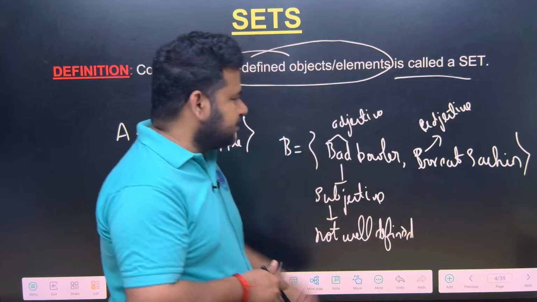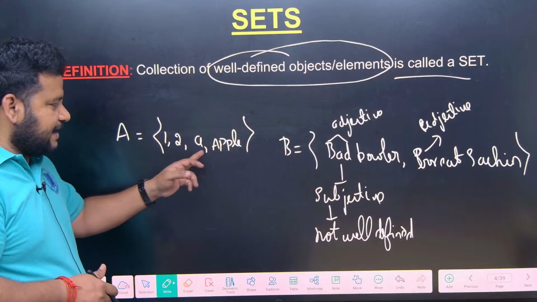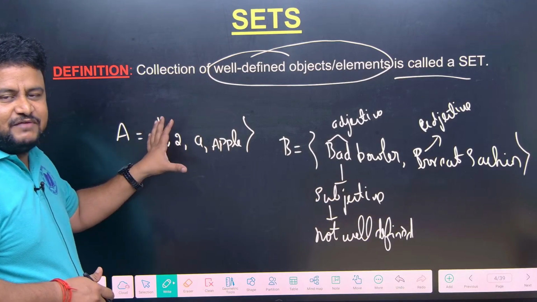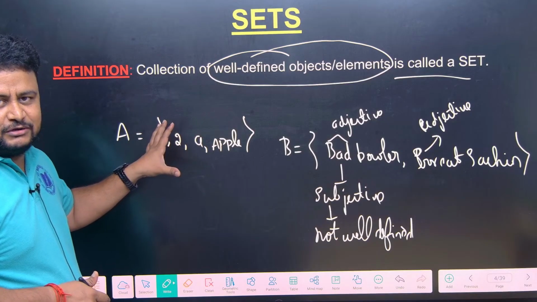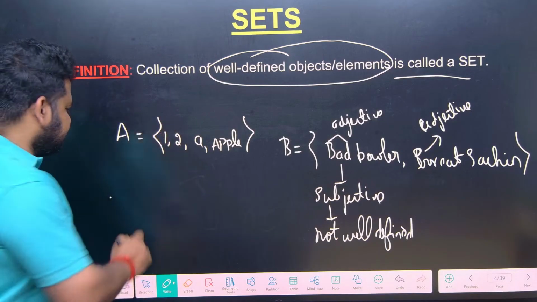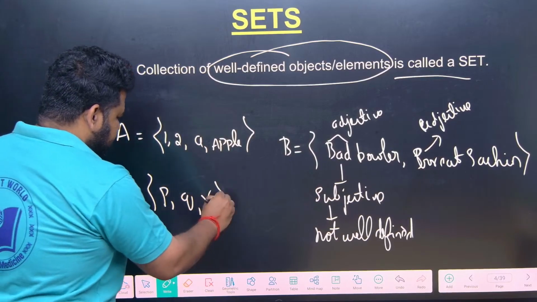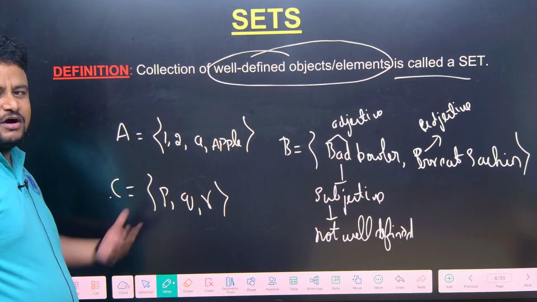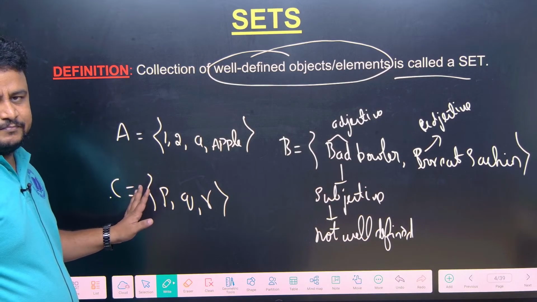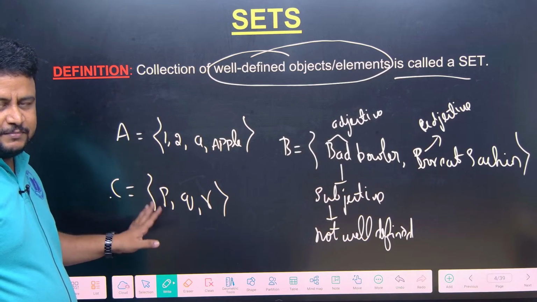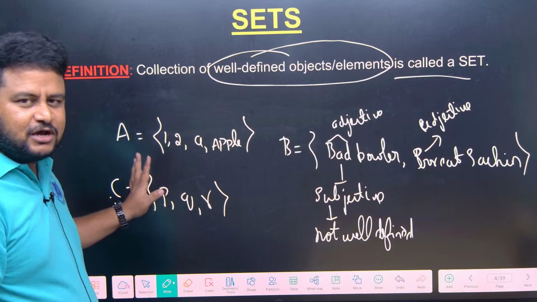That means B is not a set, but on the contrary, A is a set because 1, 2, A, apple are universally well defined, universally accepted. Wherever you go, an apple is an apple. It is not going to change. 1 will be 1. Suppose I write set C, PQR. If you go to Pakistan or Afghanistan, even if they have studied or not studied, PQR is PQR only for them. It is the same in China, it is the same in Australia. PQR is PQR only. It is not going to change.